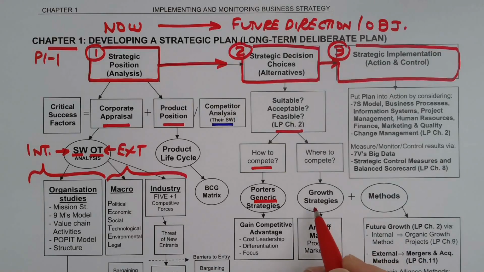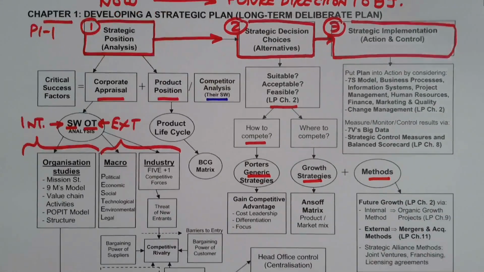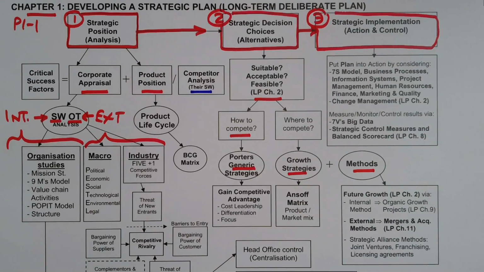Where to compete? We can start thinking about growth strategies. Another good model here is the Ansoff's matrix. This looks at developing new products, developing new markets, and the product to market mix. And we could also start thinking about methods as well. So if we think about, for instance, developing an online business, you can do that yourself. That would be through an organic growth project.